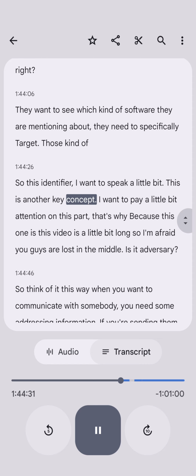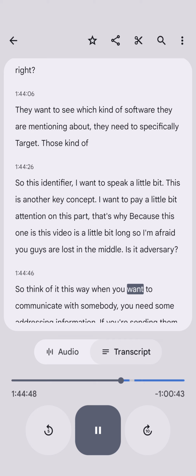So this identifier, I want to speak a little bit about. This is another key concept. I want to pay a little attention to this part, because this video is a little bit long, so I'm afraid you guys will get lost in the middle. It is addressing.